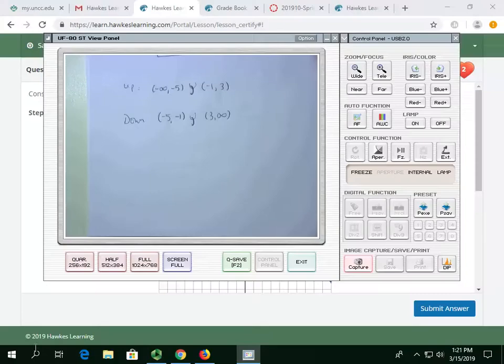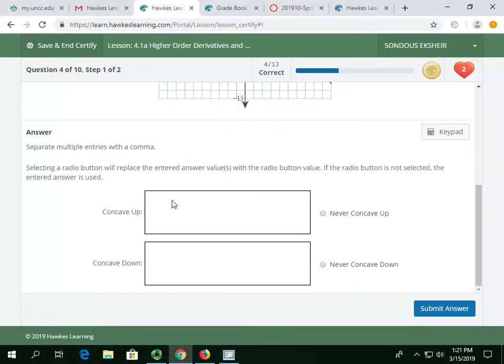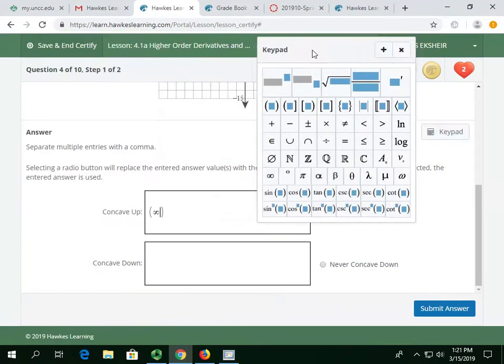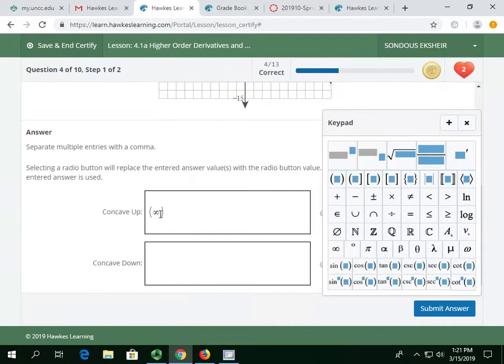So come back over here. Where is this function concave up? It is concave up parentheses from negative infinity to negative 5. So I've got to type in my negative and then type in the infinity. And let me slide this out of the way so you guys can see what I'm doing here. Okay, negative infinity. Oops, negative didn't take. Negative infinity, comma, negative 5. And then instead of using that union symbol, you're supposed to put a comma to separate your answers, another set of parentheses, and it was from negative 1 to 3.